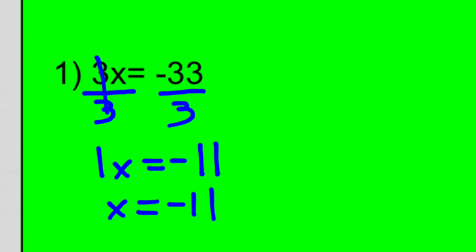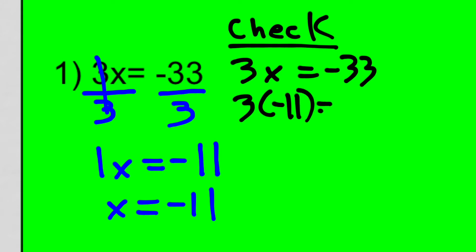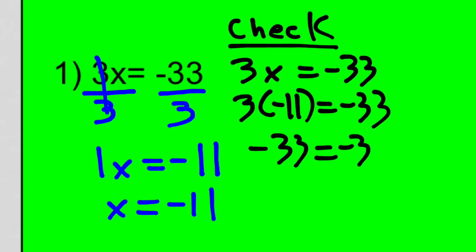Now, if I was to go and check this, write down the original equation, 3x equals negative 33, and both sides should work out the same. 3 multiplied by negative 11 equals negative 33. Is that true? Absolutely. Negative 33 equals negative 33.